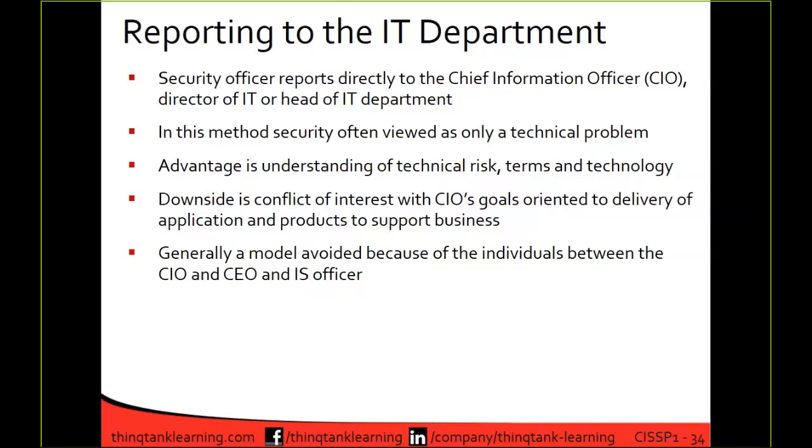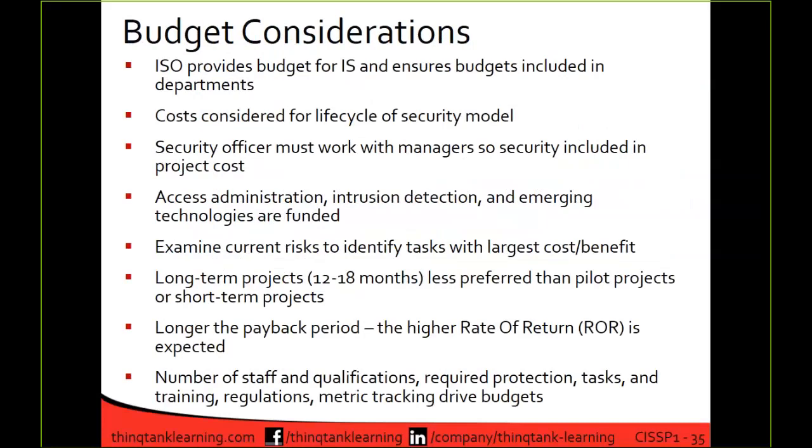All right? Generally, a model that's avoided because of the individuals that are between the CEO and the CIO and the information security officer. I don't know. I mean, whether you're reporting to the CEO or whether you're reporting to an IT department or an IT structure, as an information assurance individual, your goals should pretty much be the same because you're not talking in technical terms. You're talking in business terms.